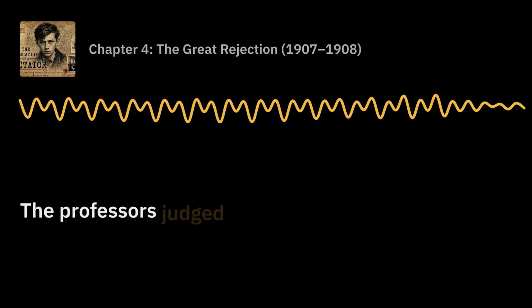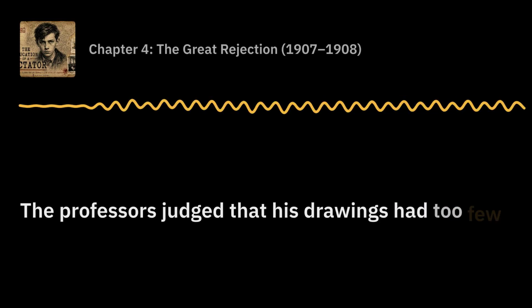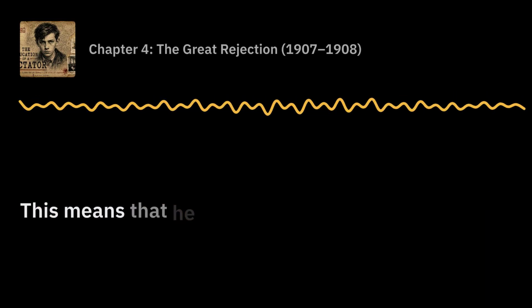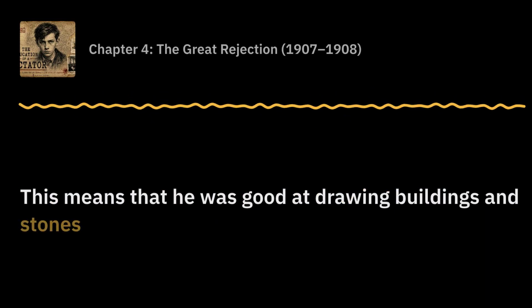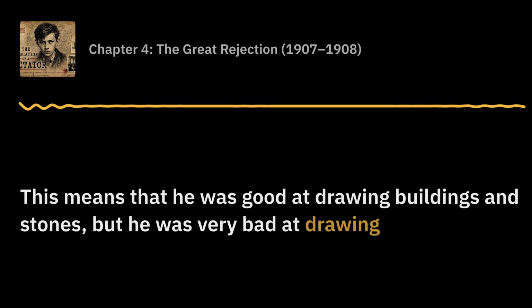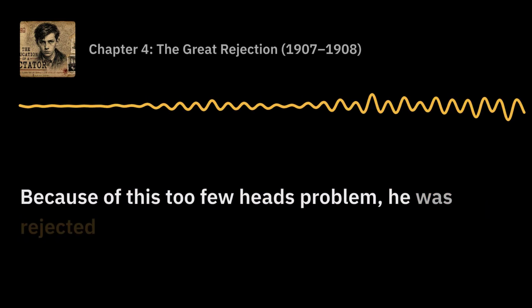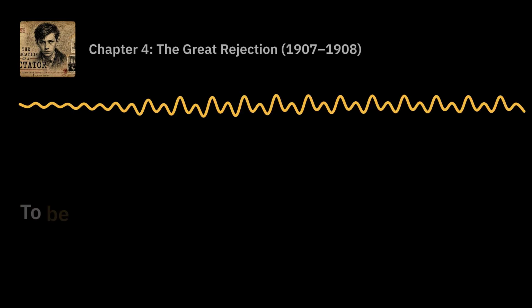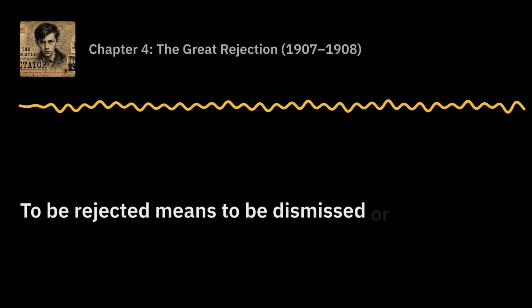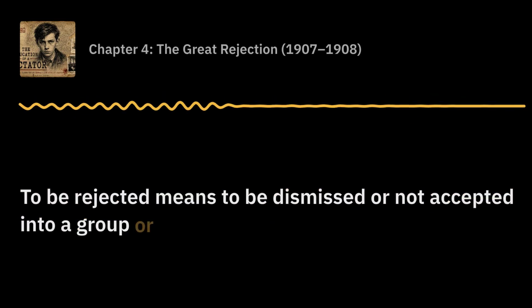The professors judged that his drawings had too few heads. This means that he was good at drawing buildings and stones, but he was very bad at drawing people and faces. Because of this too few heads problem, he was rejected by the academy. To be rejected means to be dismissed or not accepted into a group or a school.